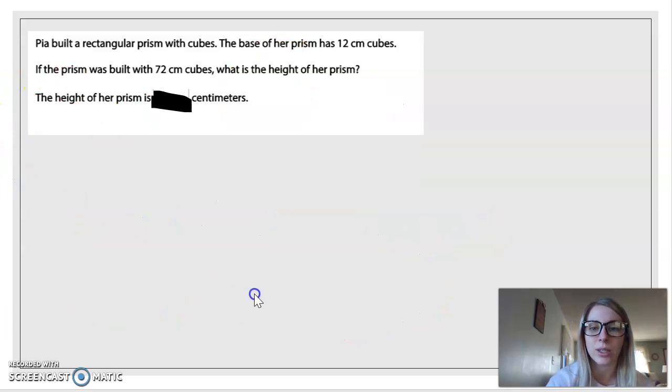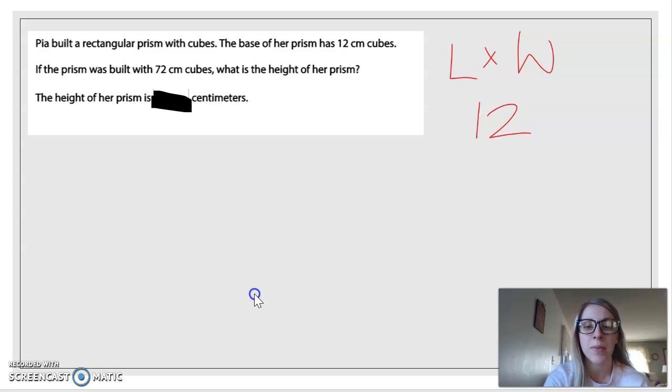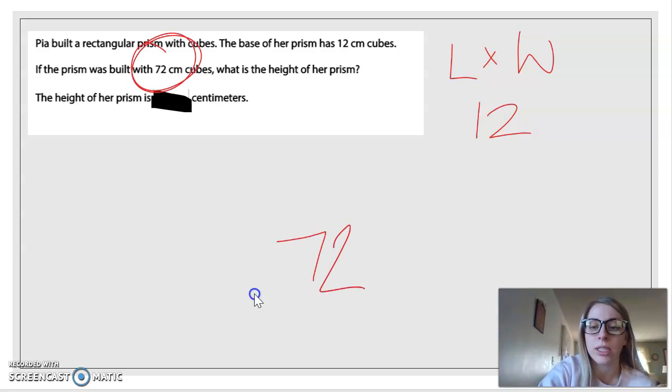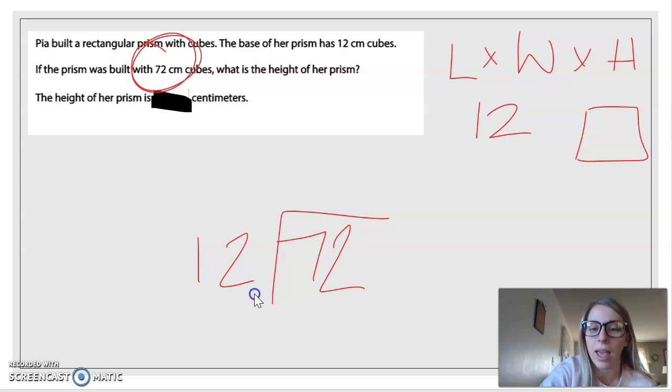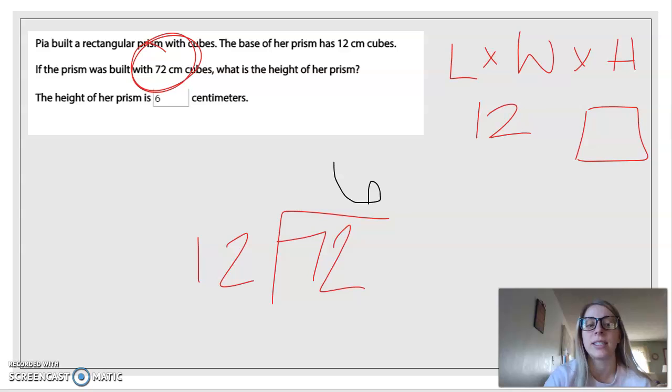All right, so this last one, it says, Pia built a rectangular prism with cubes. The base of her prism has 12. So the base, she already did length times width, and she got 12. Okay, now it says, if the prism was built with 72 centimeter cubes, what is the height? Okay, so last time what I did is I took my answer that I got, which is 72. I divided it by my number I already had to find my height. Okay, so if I divide 72 by 12, I'm going to get the number 6. Okay, so the height is 6.